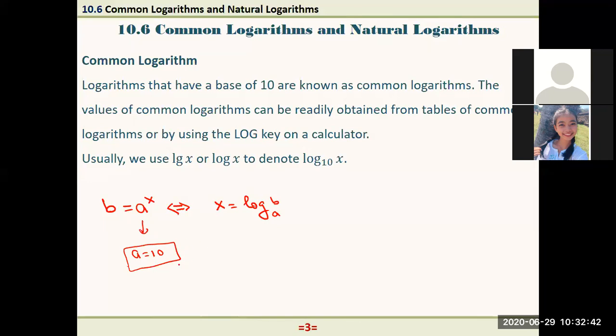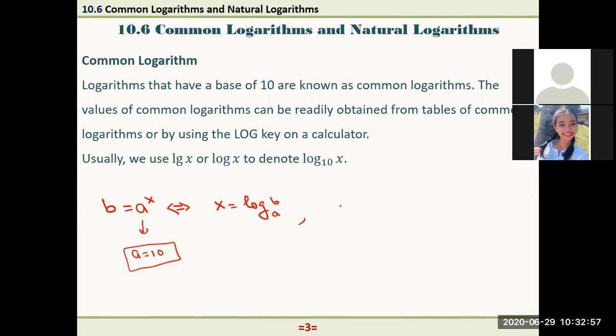That's why it deserves a special name. That's called the common logarithm. Simply, if the base is 10, when we write this in this form, logarithm of b to the base 10, we just call this the common logarithm.